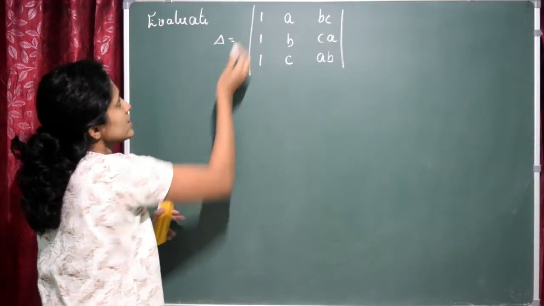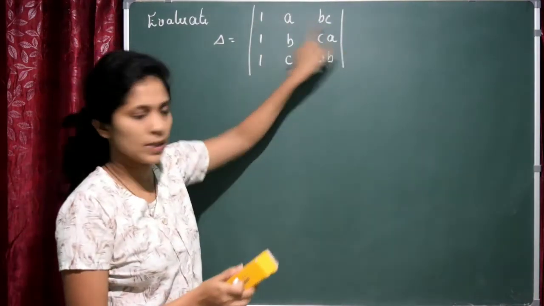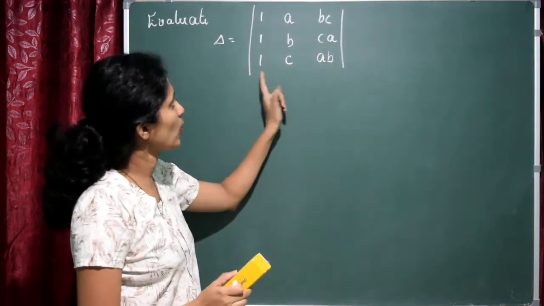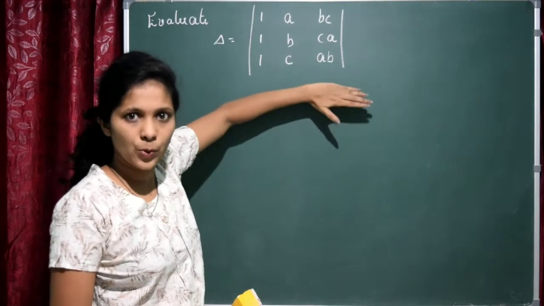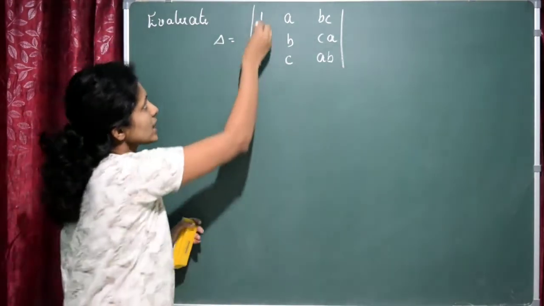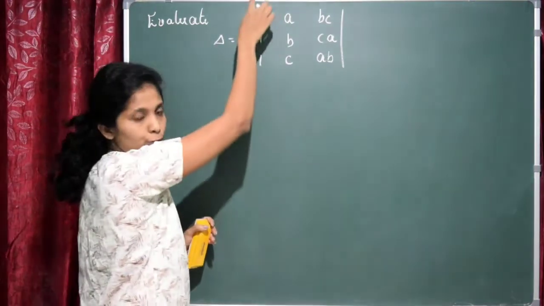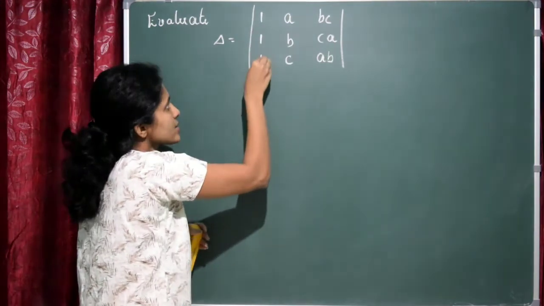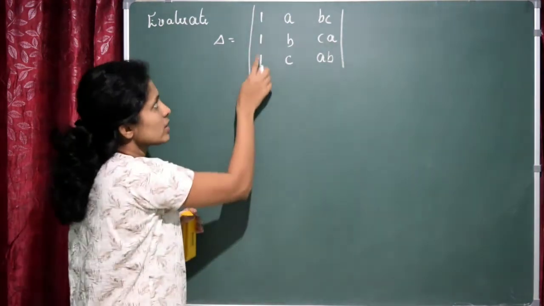So the next problem is given. Evaluate delta is equal to the determinant with rows 1, a, bc; 1, b, ca; 1, c, ab. This is also an important one. Okay. Now see here, you can observe that in the first column, all the elements are equal to 1. Right? Here all the elements are 1.